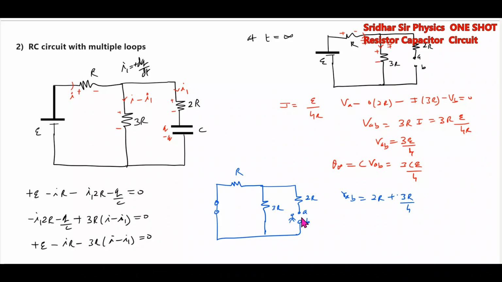And what is the effective resistance as seen by the terminals AB? These two are in parallel, and that effective resistance will be in series with this one. So RAB will be 11R by 4. Then what is the time constant? The time constant will be C into RAB, 11RC by 4. Then you can write the expression for charge: Q equals Q infinity times 1 minus e to the power of minus t by lambda.